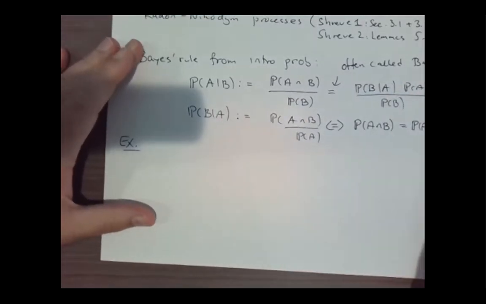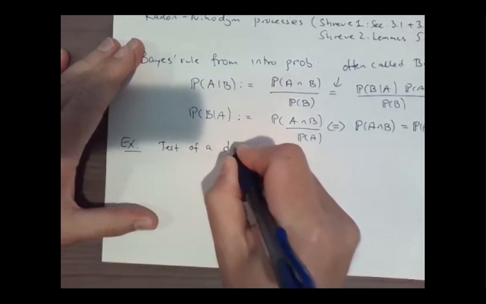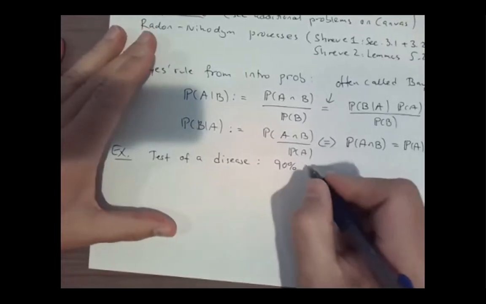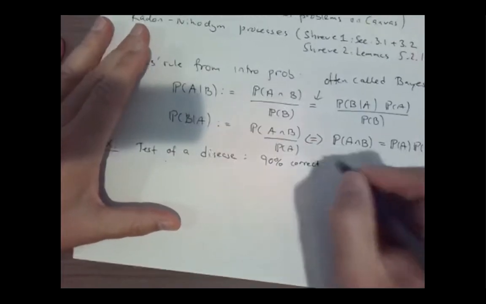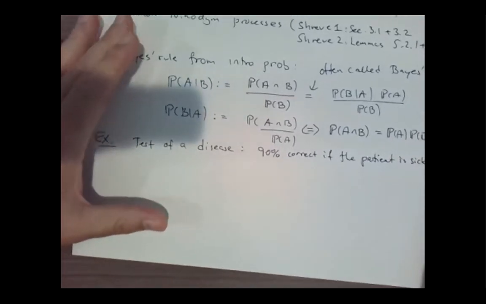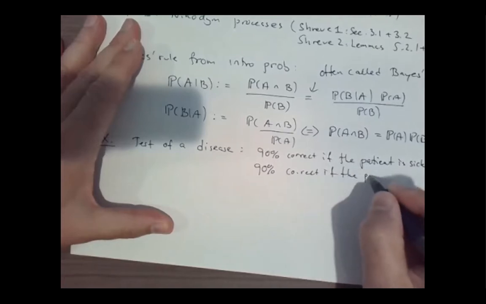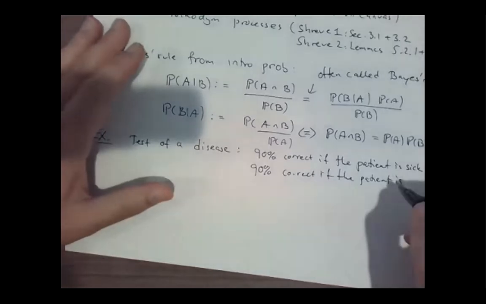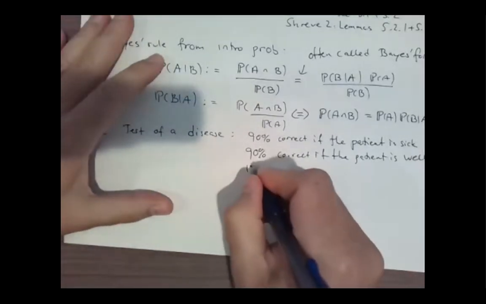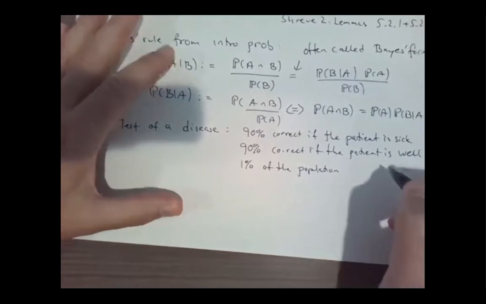I just picked more or less random numbers. So it's a test for a disease. Think about this as COVID. It is 90% correct if the patient is sick. It's also 90% correct if the patient is well. And then you know that 1% of the population has the disease.